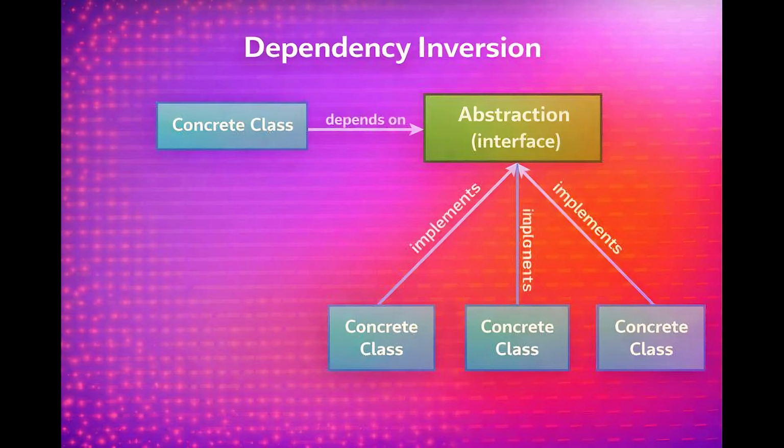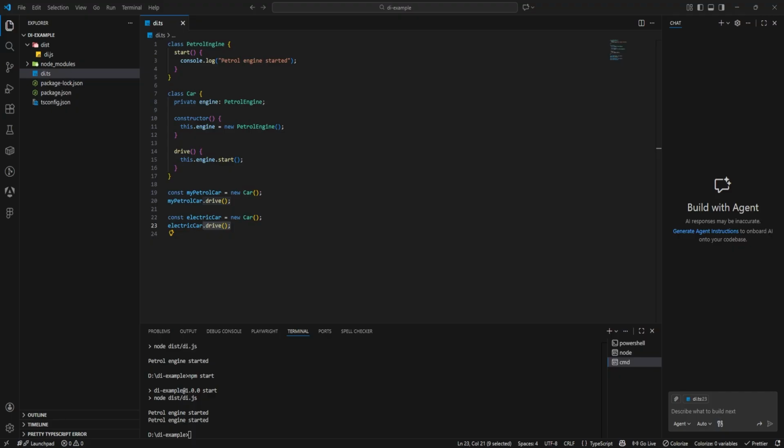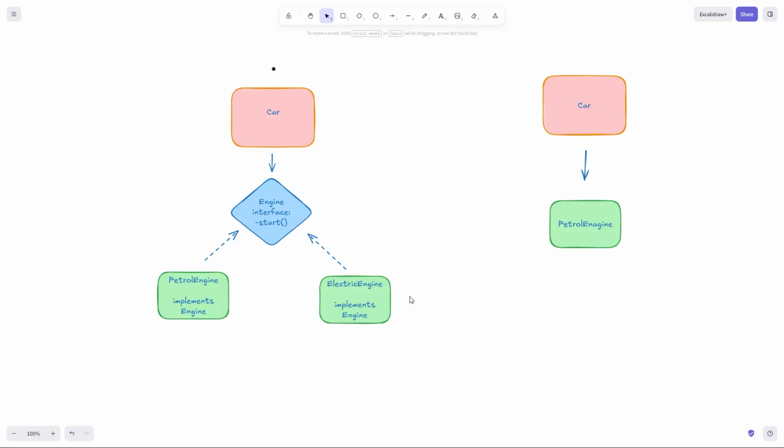And the answer actually comes from the dependency inversion principle, the D in SOLID. It says high-level modules should not depend on the low-level modules. Both should depend on abstractions. Whoa, sounds kinda complicated, isn't it? So let's break it down. In our example, the high-level module is the car class because it contains business logic, and the low-level module is the petrol engine class because it has implementation details, basically how the engine works.